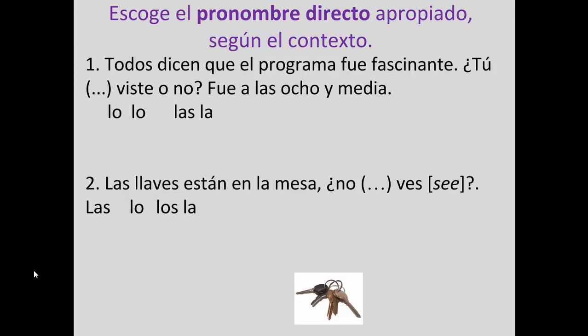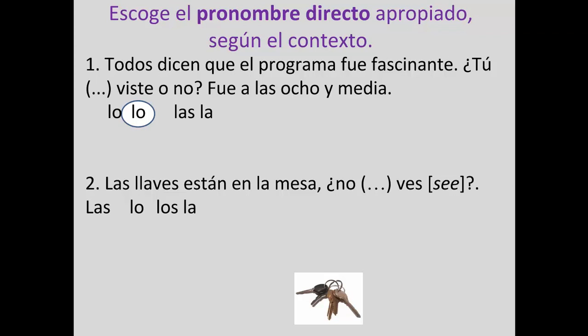So, bien, let's switch the order here, and now we're talking about what direct object pronoun would be appropriate according to the context. So, if I said, número 1, todos dicen que el programa fue fascinante. ¿Tú, blank, viste? O no, fue a las 8:30. Everyone says that the program was very fascinating. Did you see it? It was at 8:30. So, would I use lo, la, los, or las? In this situation, I would use lo because I'm referring to el programa. So I need the masculine singular noun that matches that.